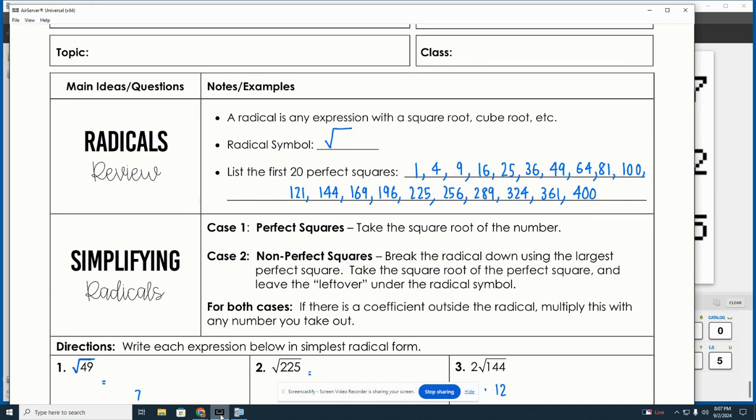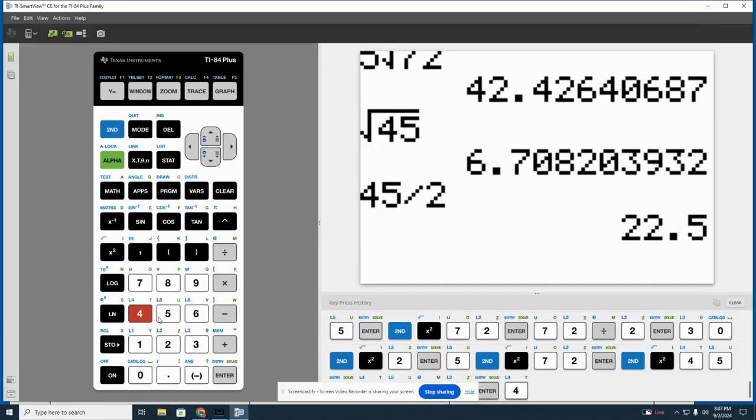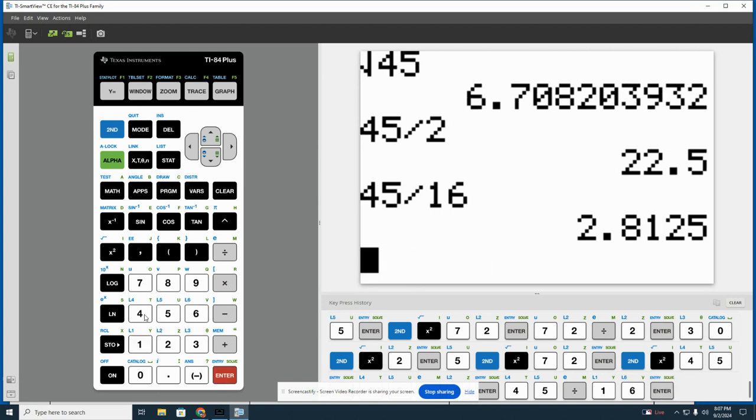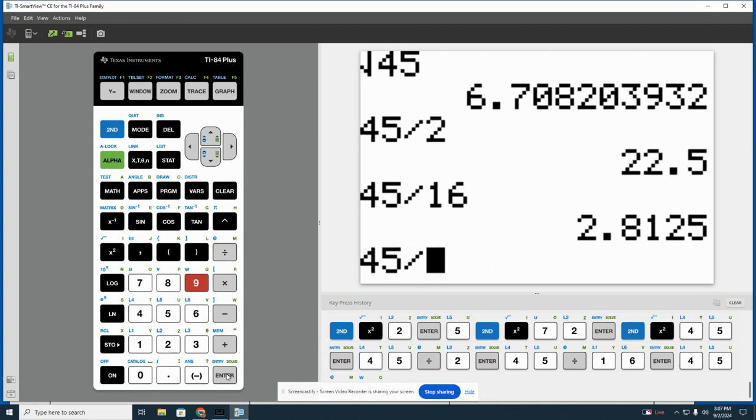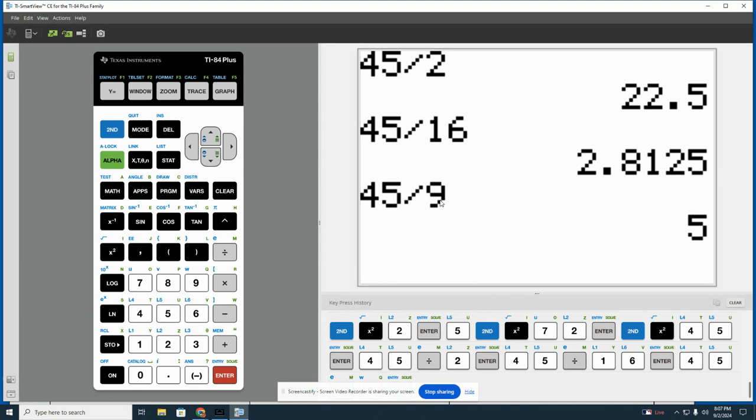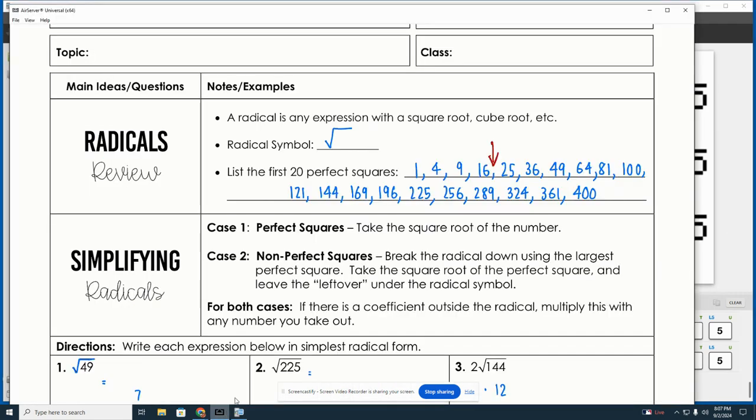I am not going to try a perfect square above 22.5. Well, 22.5 falls somewhere in here, so I'm not going to try anything above that point. I'm going to start at 16 and work my way down. So is 45 divisible by 16? Nope. The next one, is 45 divisible by 9? There it is. 9 is the biggest perfect square that goes into 45, and it goes in there 5 times.